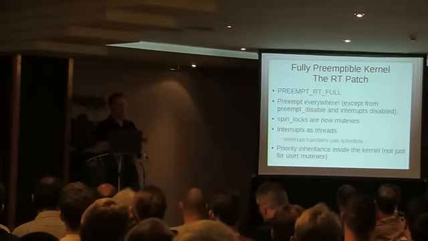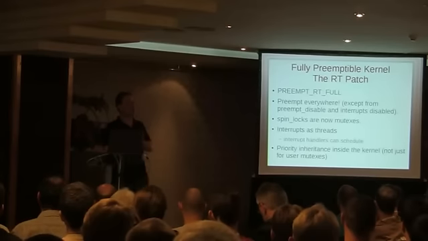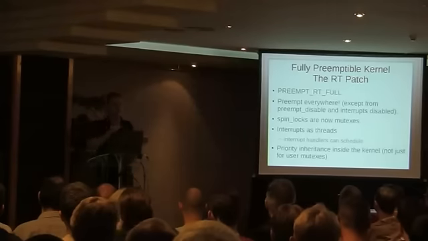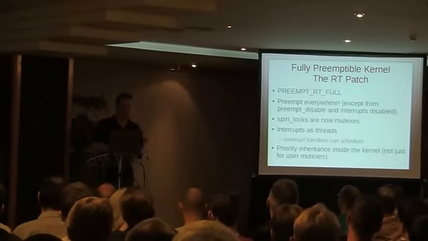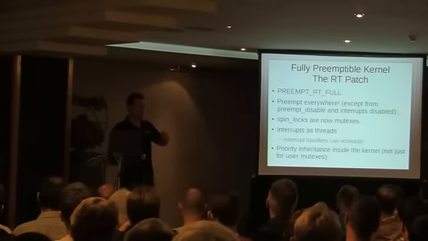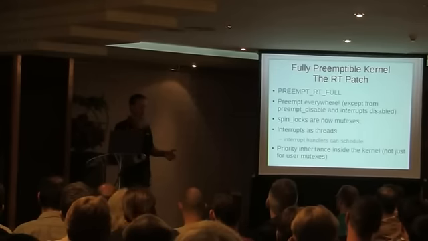When you add full real-time preemption, this is where we try to preempt everywhere. We preempt inside spin locks, so that makes things kind of weird. So spin locks are now mutexes. Interrupts now have to be threads, because when an interrupt goes off, you can't schedule from the interrupt handler because it has no context. It's whatever context it just preempted.